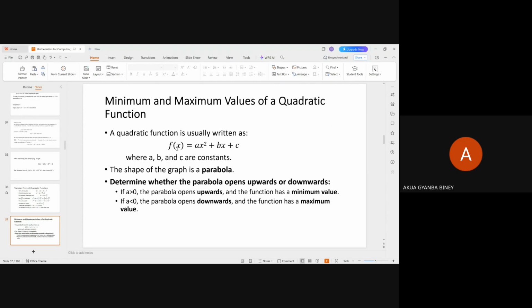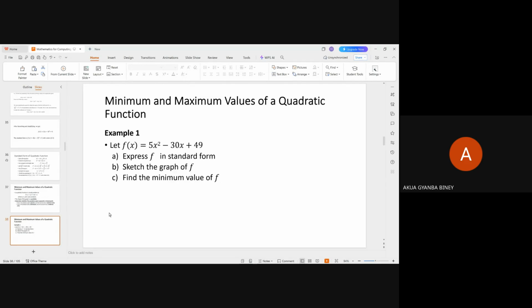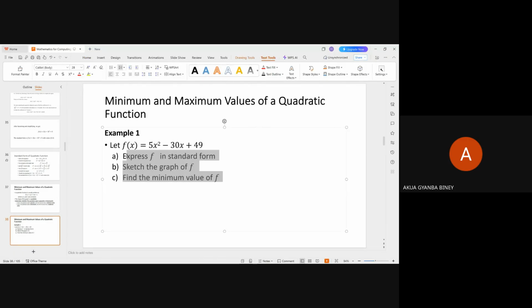Still on it now, if you have it like this with a, b being your constants, the shape of the graph of the function is a parabola. If a is greater than 0, it opens upward like U, and the function will have a minimum value. If it is less than 0, the parabola opens downwards like N, and the function has a maximum value. So this is how the question can be given when you come to minimum and maximum values of a quadratic function.